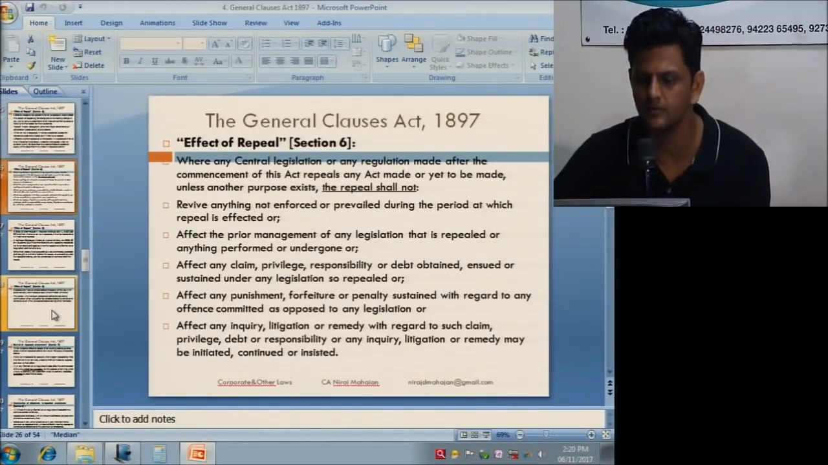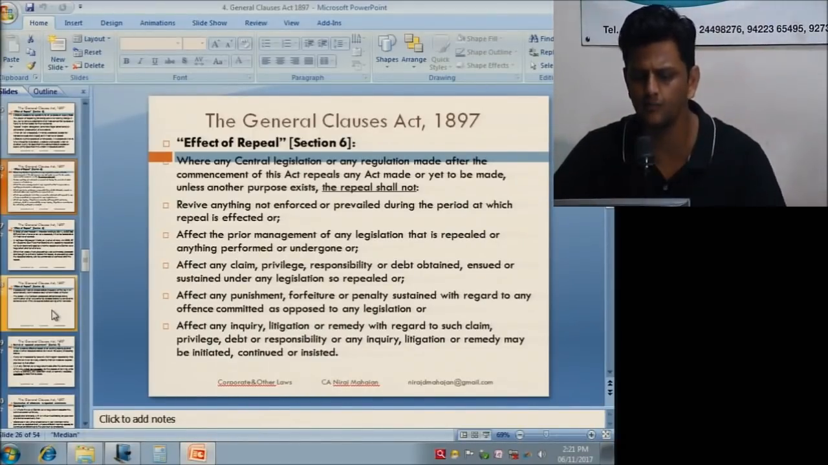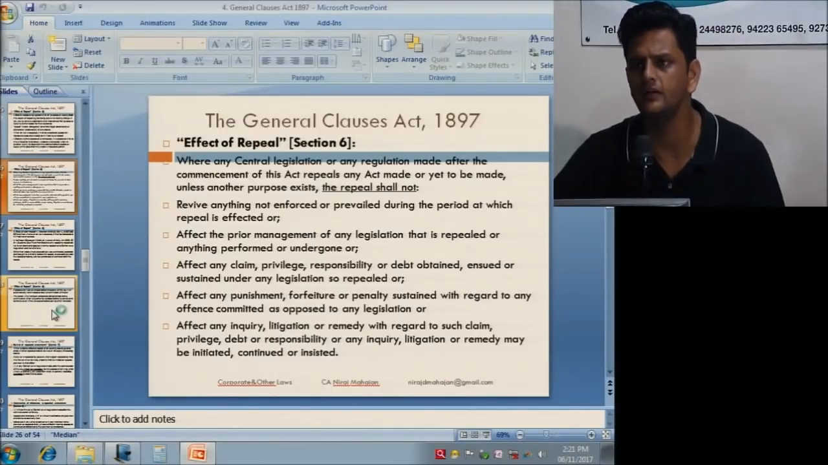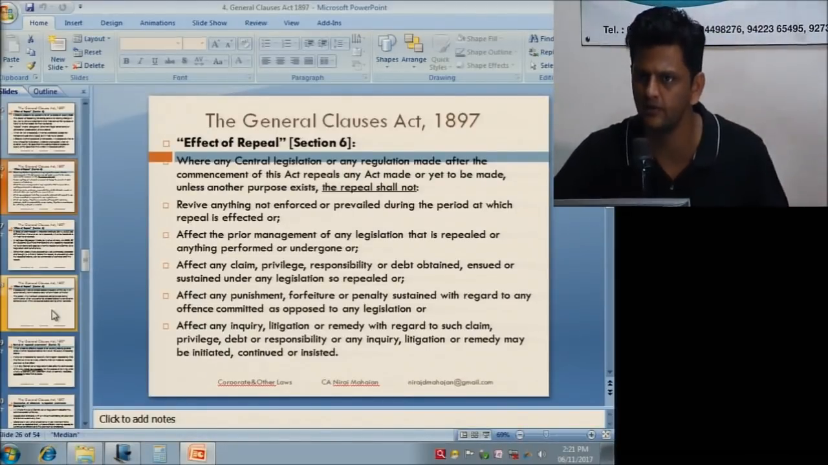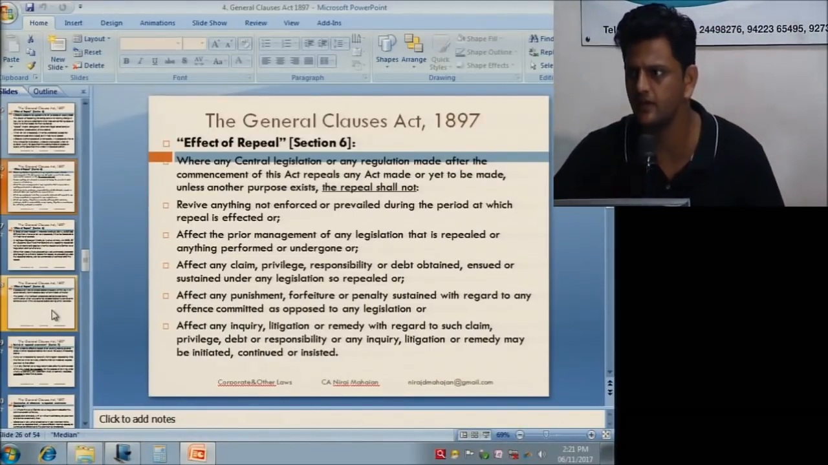Yes. Where any central legislation or any regulation made after the commencement of this act repeals any act made or yet to be made, unless another purpose exists, the repeal shall not revive anything not enforced or prevailing during the period at which the repeal is effected, or affect the prior management. All these are prior effects. Any act which is repealed, in that case, after the date of repeal, whatever has happened, that has happened. You cannot change that. We had summarized it that way.